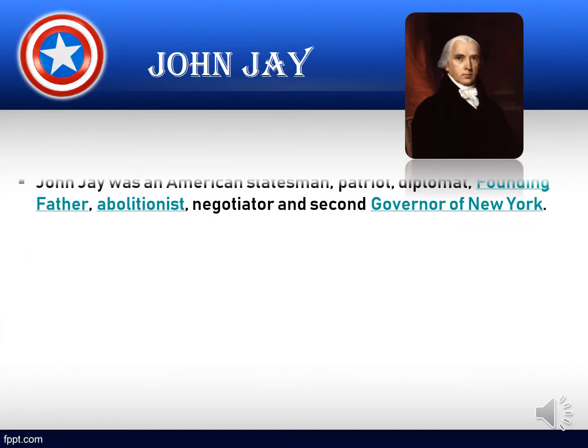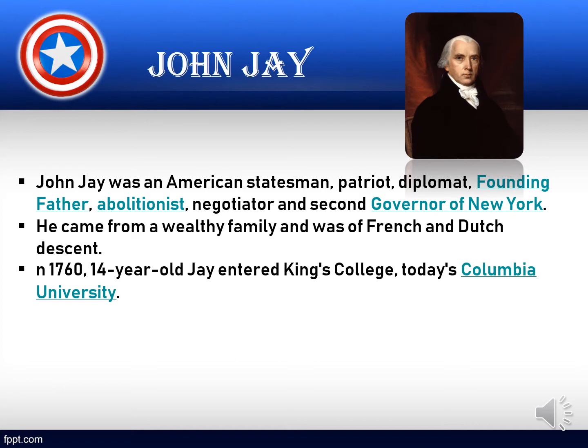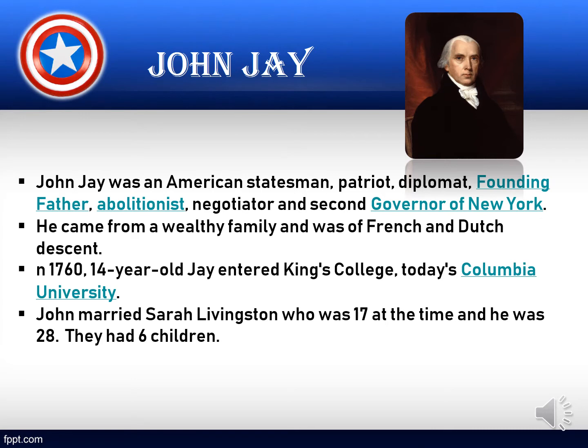John Jay. John Jay was an American statesman, patriot, diplomat, founding father, abolitionist, negotiator, and second governor of New York. He came from a wealthy family and was of French and Dutch descent. In 1760, 14-year-old Jay entered King's College, today's Columbia University, which is located in New York City. John married Sarah Livingston, who was 17 at the time, and he was 28. They had 6 children.